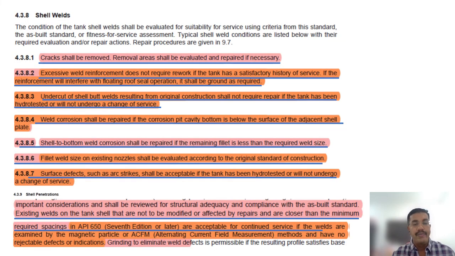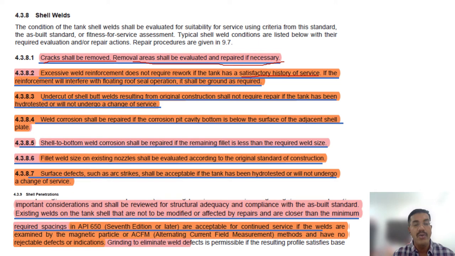Shell welds. So how to do the shell welding? Let's say we evaluate a shell, we found some thinning of material and now we need to do the weld. So what is the procedure? How to do the welds? Cracks shall be removed. No way cracks are allowed. The removal area shall be evaluated and repaired if necessary. Excessive weld reinforcement does not require rework if the tank has a satisfactory history of service. So excessive reinforcement is not a problem.